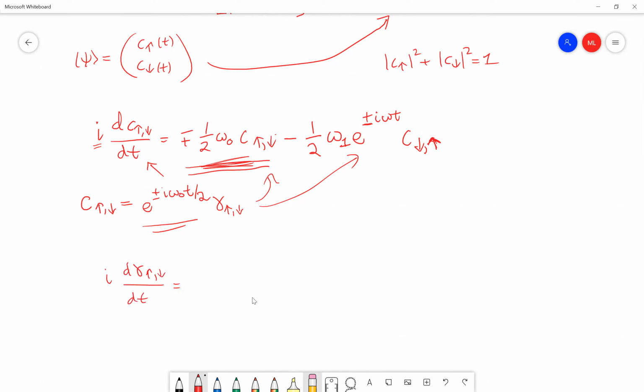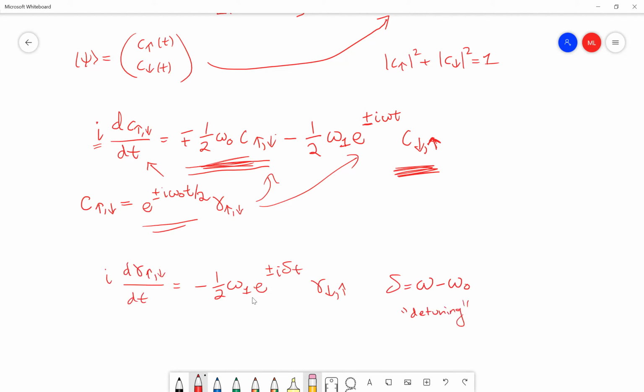d gamma up, down dt is equal to minus 1/2 omega 1 e to the plus or minus i delta t gamma down, up. I'll tell you what delta is in a second. Now it's a much easier differential equation because we're only left with these coupling terms. And delta here is the difference between the applied field frequency and the Larmor frequency. And this is often called the detuning.